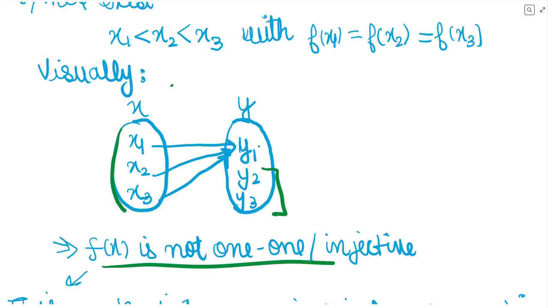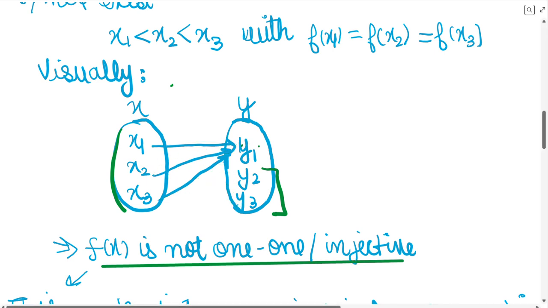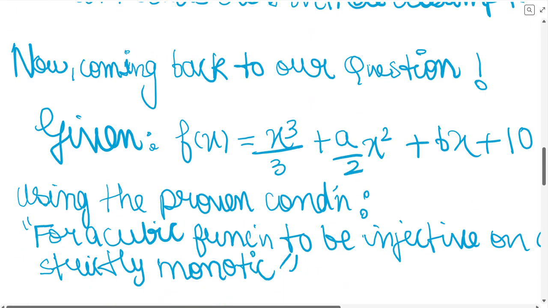That means f(x) is not one-one or injective, because the condition for one-one is that all the mappings must be to unique terms. x1 must map to y1, x2 can be mapped to y3, and x3 can be mapped to y2. So this is the one-one function. All the parts in the domain can only map to one unique part in the range. But this is not the case here. All three terms are being mapped to the same y1.